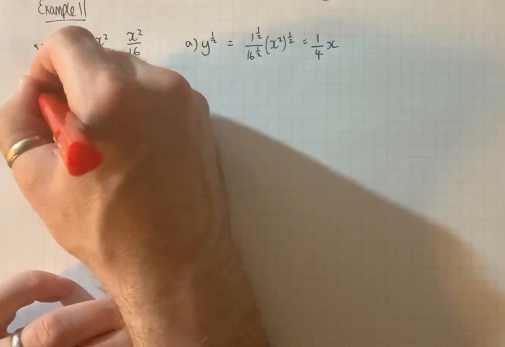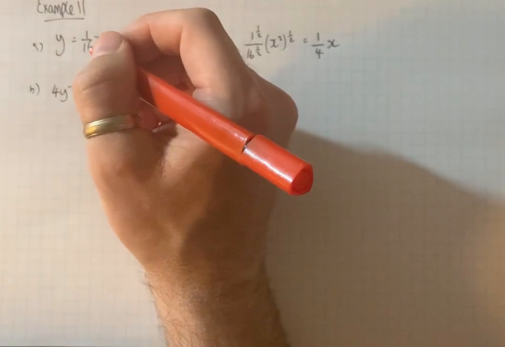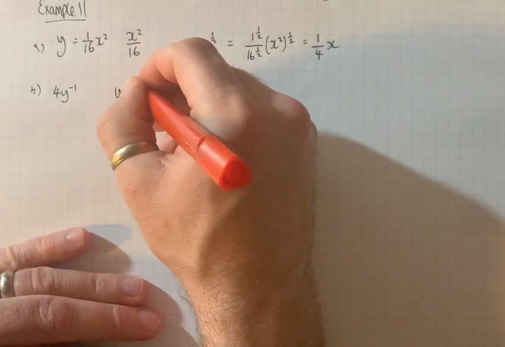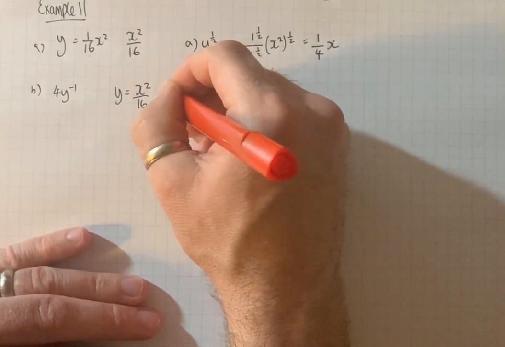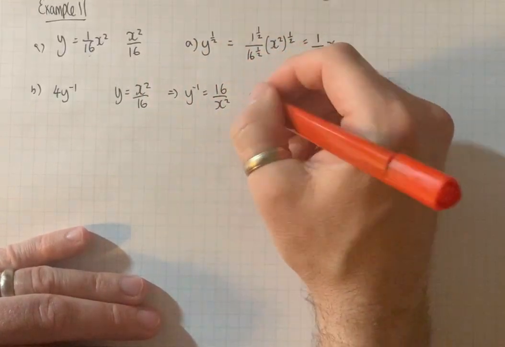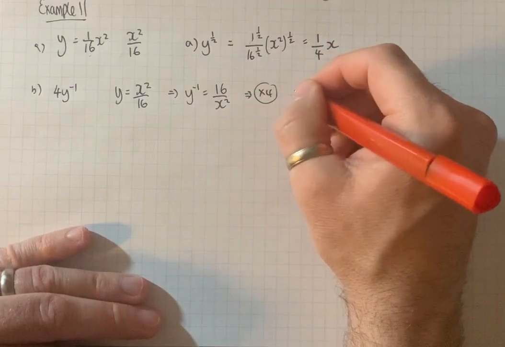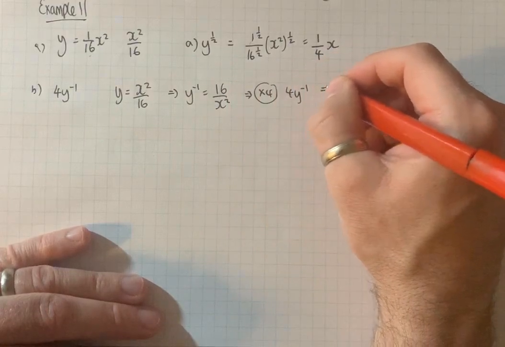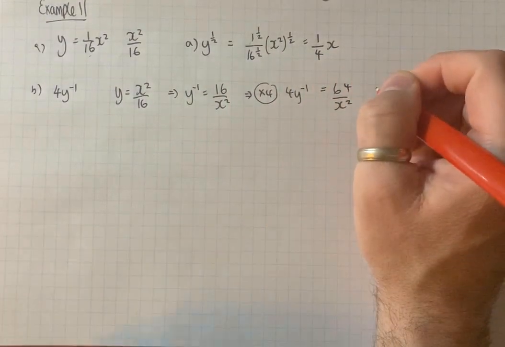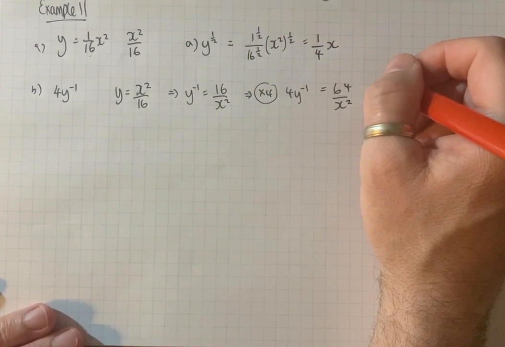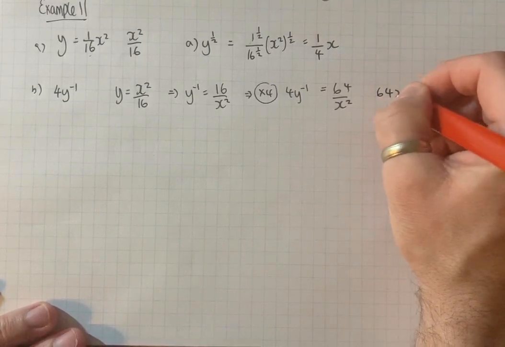b wants 4y to the minus 1. Okay, let's work out y to the minus 1 first. If y equals x squared over 16, then to get y to the minus 1, we just flip this. 16 over x squared. And times by 4, 4 lots of it, 4y to the minus 1, 16 times 4, 32, 64. 64 over x squared, or 64x to the minus 2. It said it wanted it in the form kx to the n. So, yeah, we should write it as 64x to the minus 2.